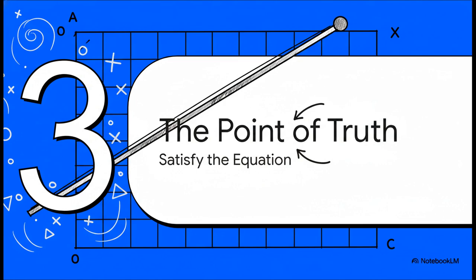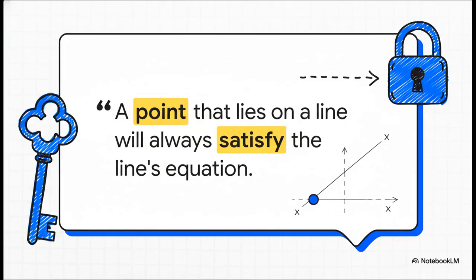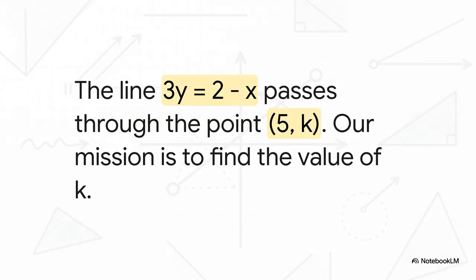This brings us to our second tool, and it's based on a fundamental, unbreakable truth of geometry. Now, what does "satisfy the equation" even mean? It's really simple. It just means that if you plug a point's coordinates, its x and y values, into the line's equation, the math just works. The left side will equal the right side. It's like the point has the right password to get on the line. It's a universal rule. So let's put this rule into action.